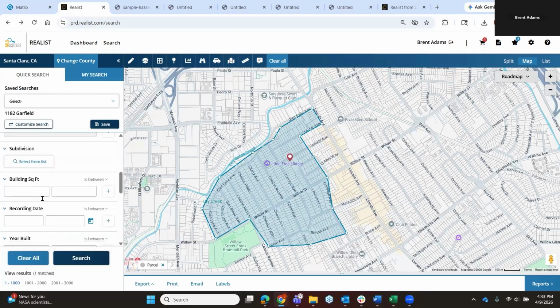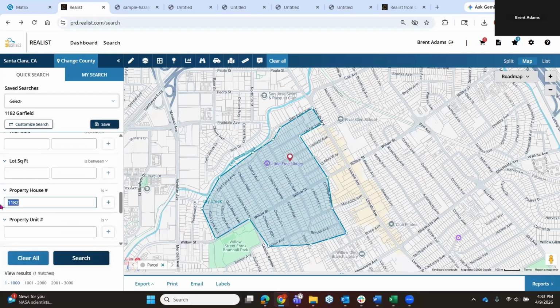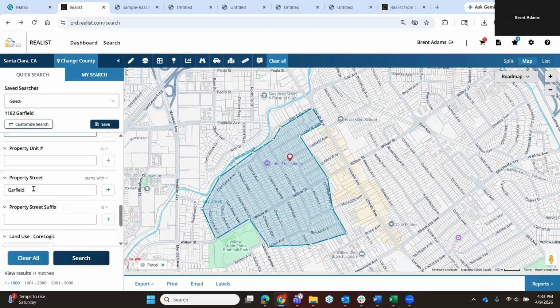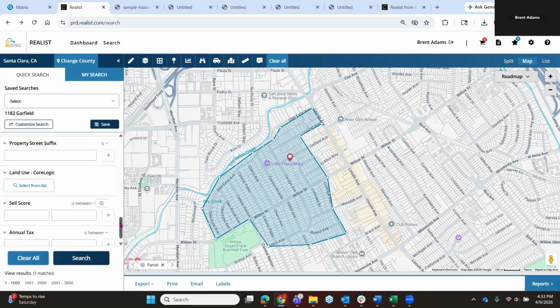Now, I need to come down here to my search, and I will take out my 1182 and my Garfield from my search, and I'm about to find in that shaded area 572 different people. Now, I could send out a mailing to all 572 of these people, but we know how much information I have at my fingertips to help me narrow down this mailing a little bit more. One of the things you could use is when's the last time somebody purchased this property? I could put in a sale date of 10 years in the past.